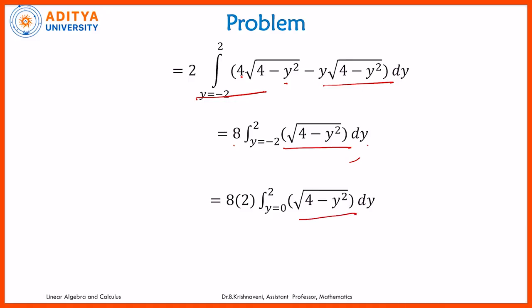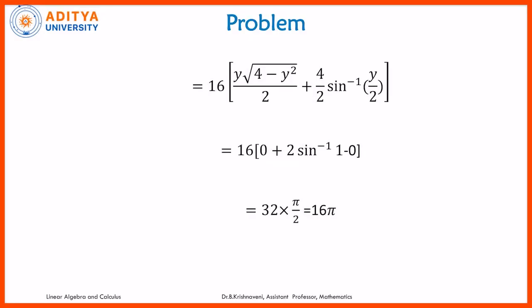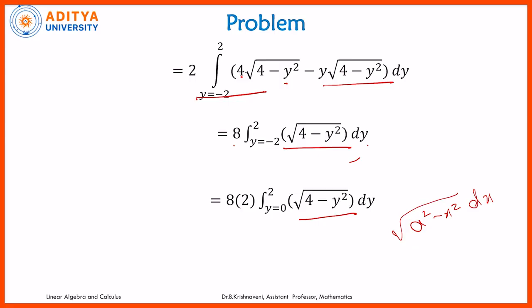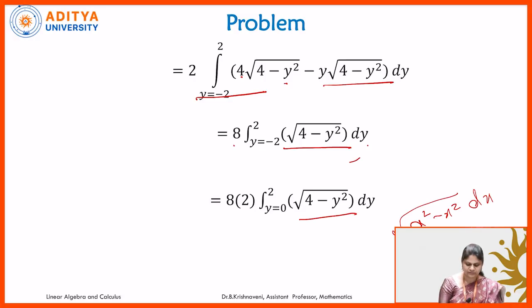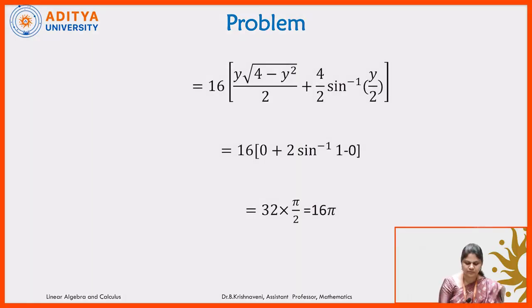Now it is exactly in the form of the integral of root of (a² - x²) dx. The integration for this is (x/2) root of (a² - x²) + (a²/2) sin inverse (x/a). Now by taking that formula, the above integration can be written as y root of (4 - y²)/2 + (4/2) sin inverse (y/2). Finally, substitute the y limits here. The y limits are from 0 to 2.